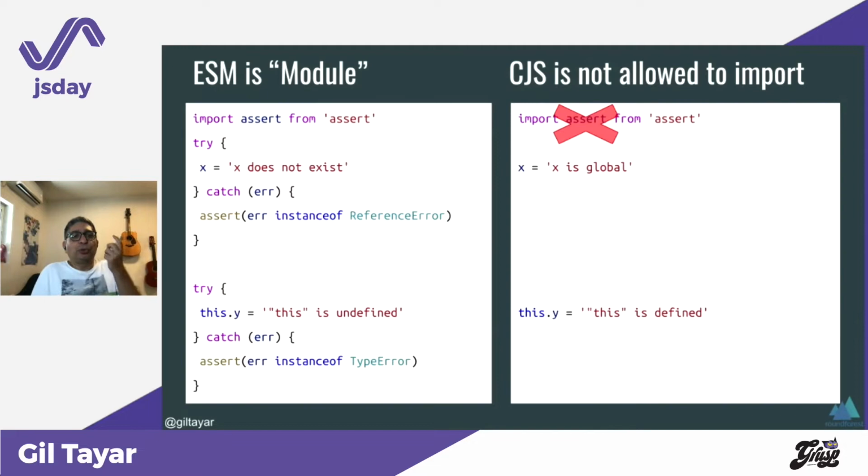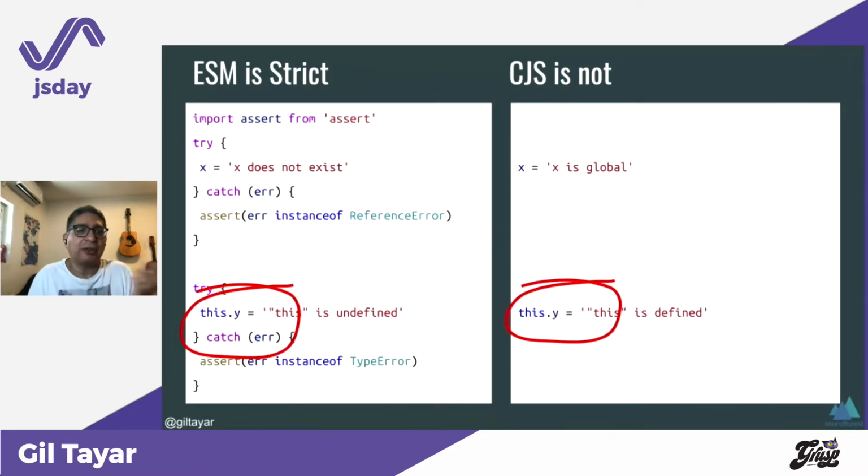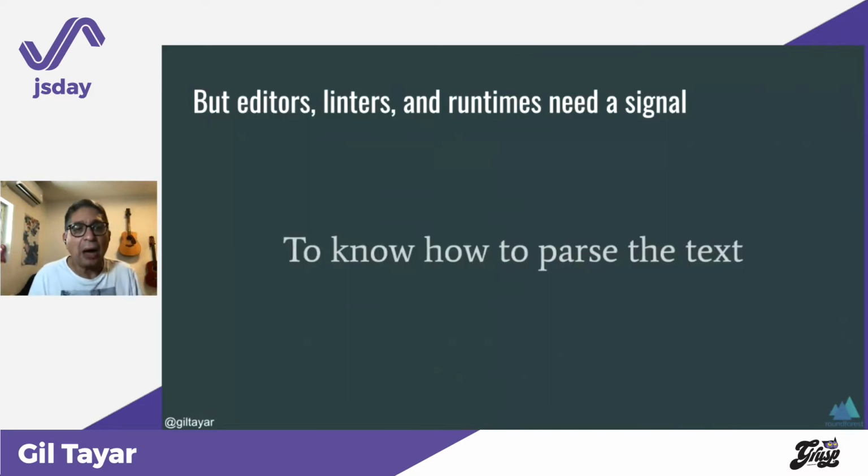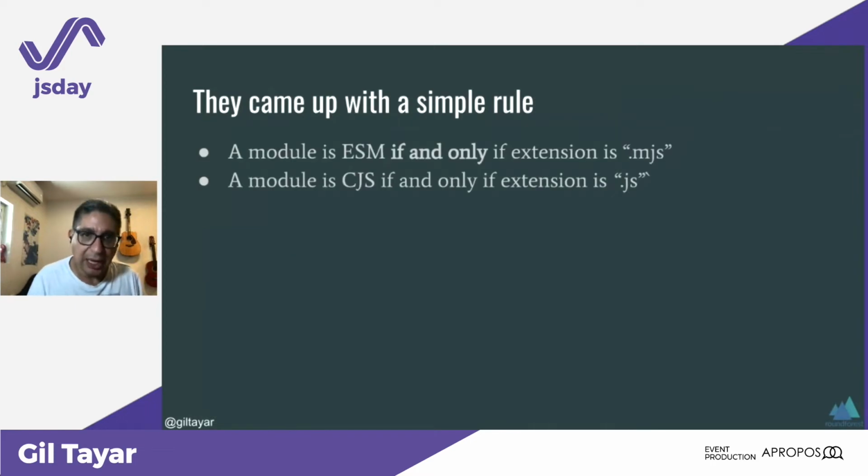But to figure out whether a code is valid or not, think of a linter which will show an error here. On the right, there are no errors, and on the left, it's definitely errors. So how do editors, linters, and runtimes know whether some code is a module or a script, whether it's ESM or CJS? They need to know how to parse the text, and in case of runtimes, run it.